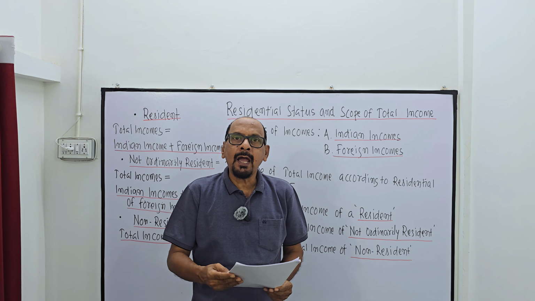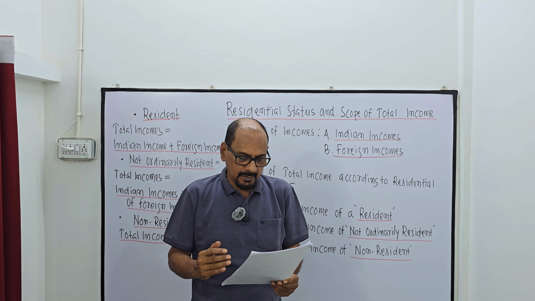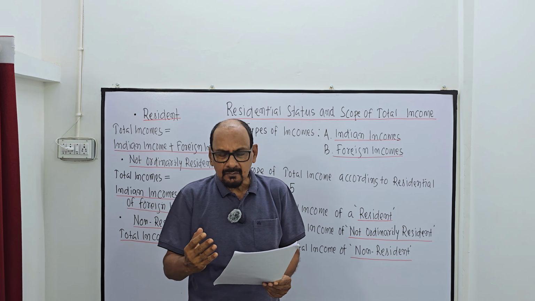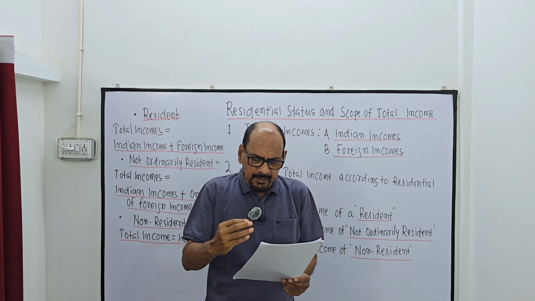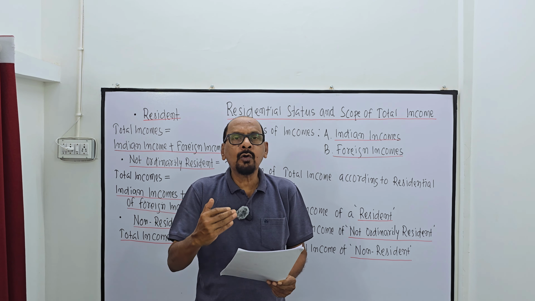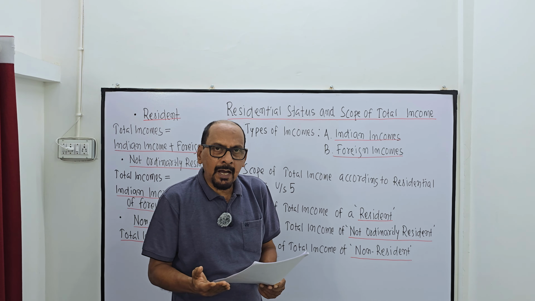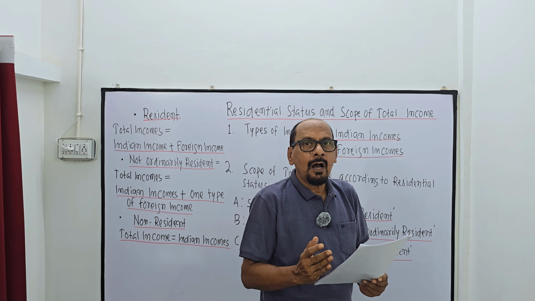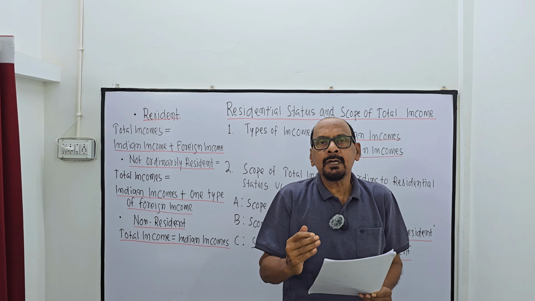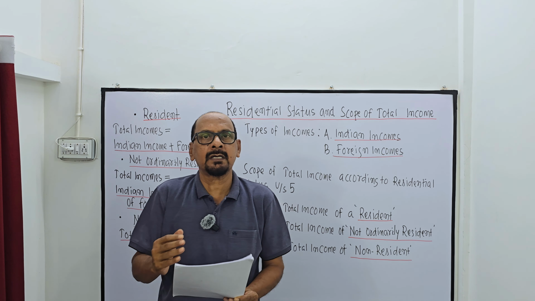The time of accrual and receipt of income, where it is accrued or received. And Section 5 under the Income Tax Act will provide detail about the scope of total income, which varies on the basis of residential status. So Section 5 will explain how the scope of total income is determined on the basis of residential status.